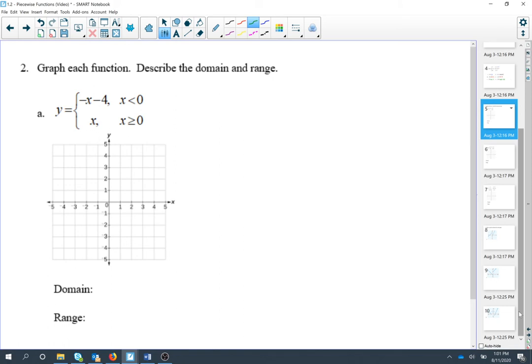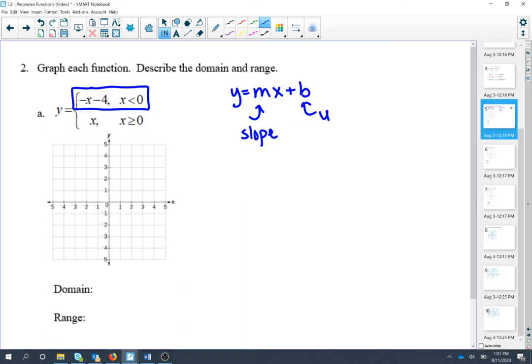First thing I'm going to look at is this part of the function that we have to graph. It's negative x minus 4, which means it is a linear function, so we're going to be doing y equals mx plus b. Now, m we've already gone over is the slope, and b is the y-intercept. I'm going to ignore that for just a minute, and I'm just going to try to graph negative x minus 4. So if I have a minus 4, that's telling me my y-intercept is negative 4.